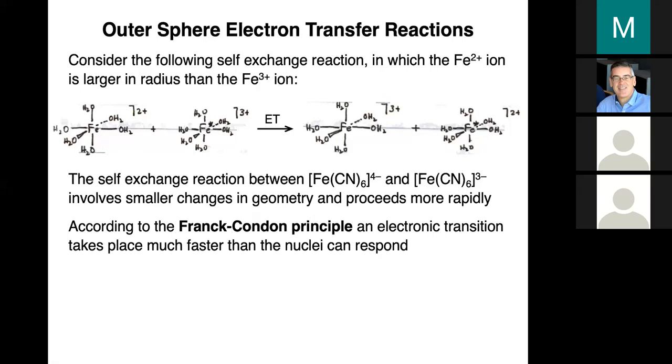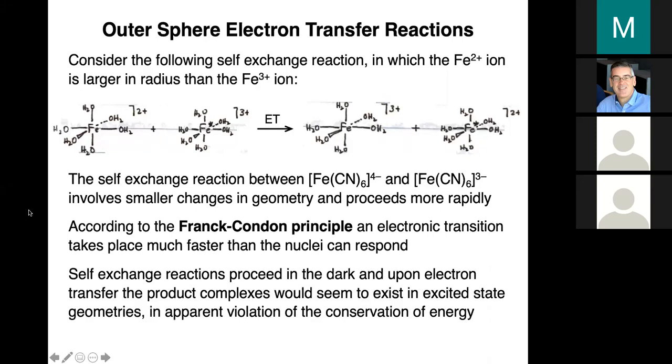And so this brings up a contradiction to the first law of thermodynamics, right? Because here we're going to do a reaction, and overall, there's no free energy difference between reactants and products. We're just exchanging an electron. But according to the Franck-Condon principle, we're going to have to do that in a way that's going to put the molecules into excited states, right? And it should be noted that these self-exchange reactions proceed in the dark. You don't need some light to promote the iron complexes into some excited state. And so this looks to be a violation of the conservation of energy.